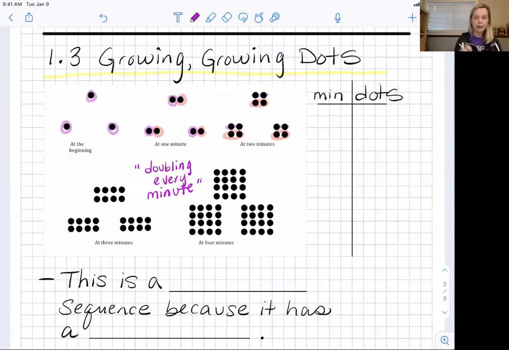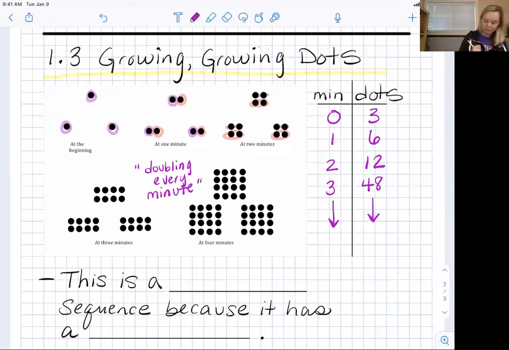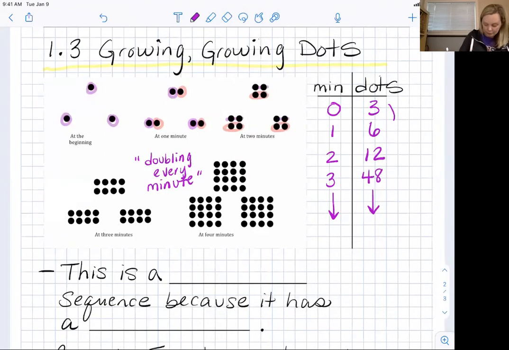Doubling every minute. So if we go to the table, at 0 minutes, or in the beginning, we have 3 dots. At 1 minute, we have 6 dots. 2 minutes, we have 12. 3 minutes, we have 48, and so on. Okay? So it looks like this one, if I look over here to the side, I'm multiplying by 2, multiplying by 2, multiplying by 2.